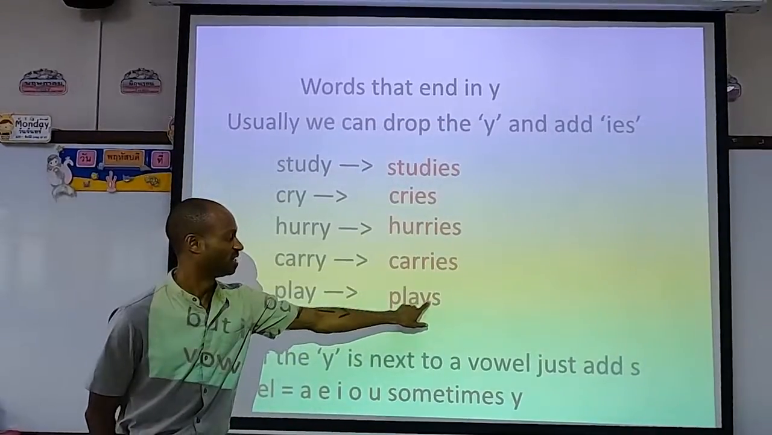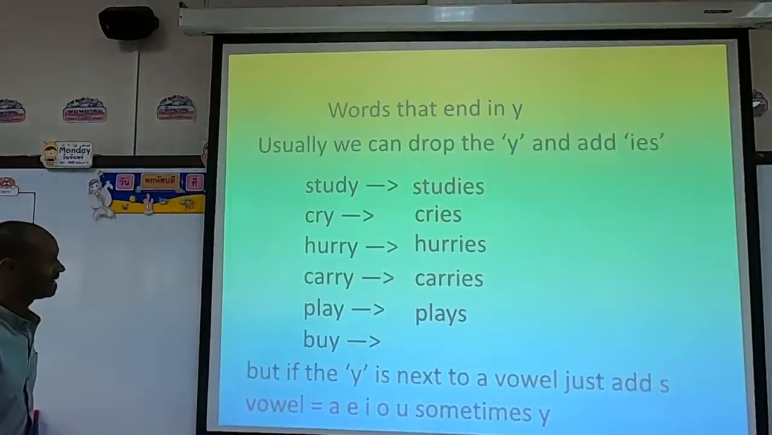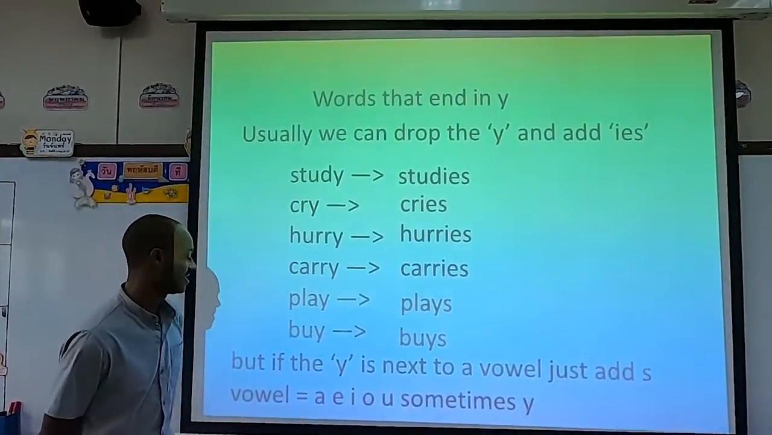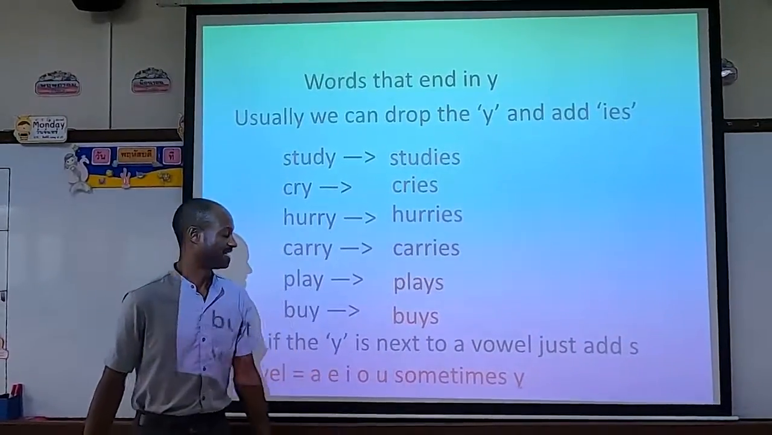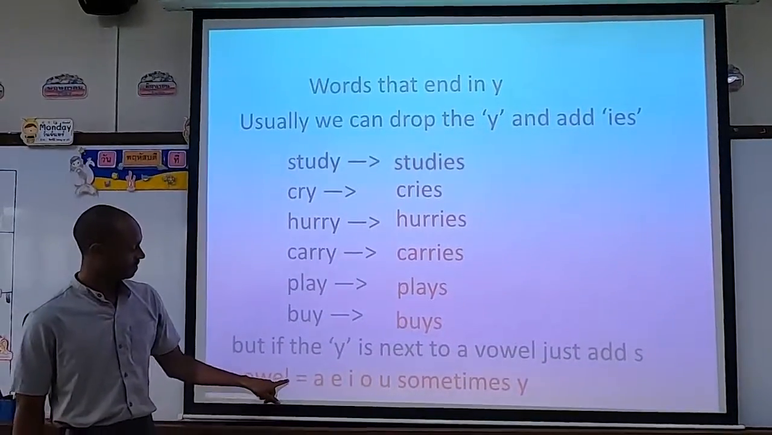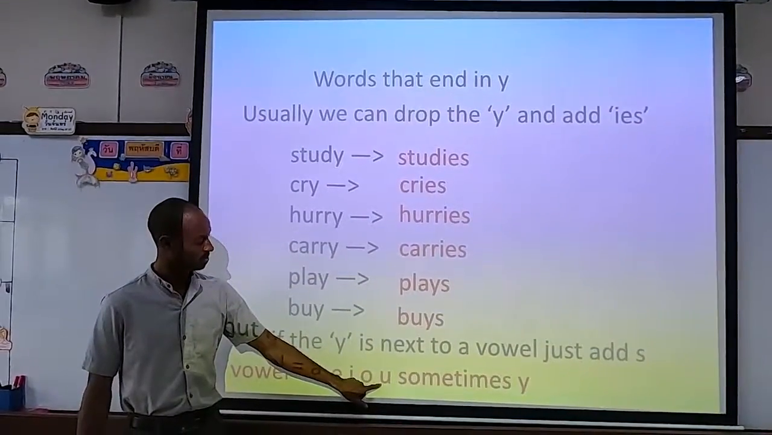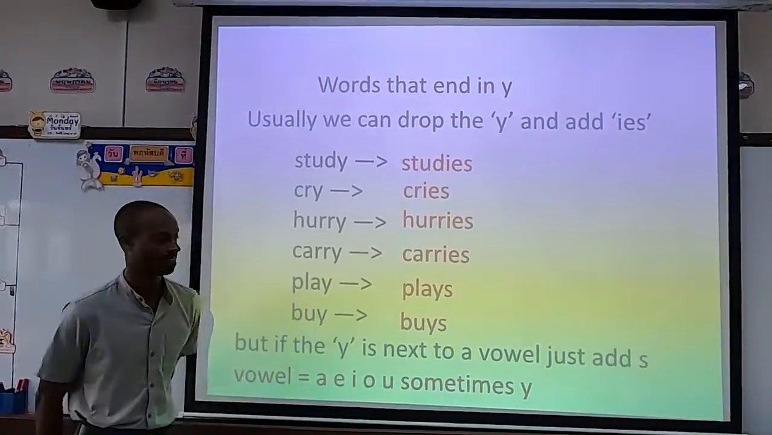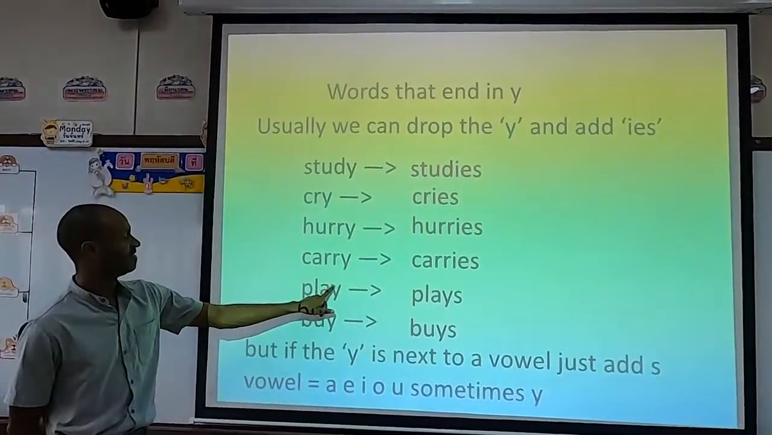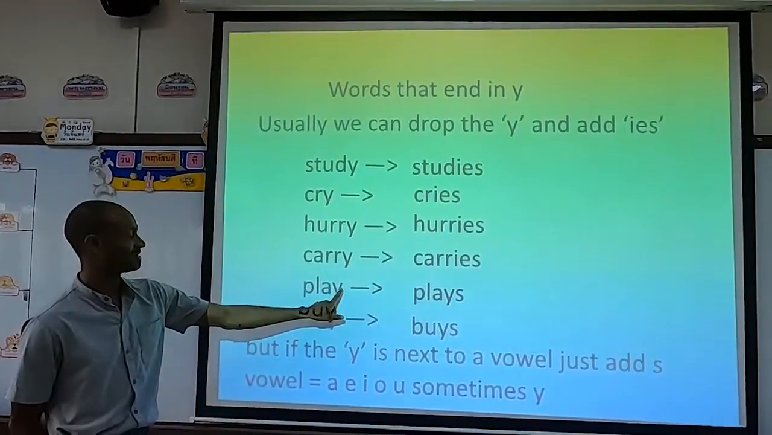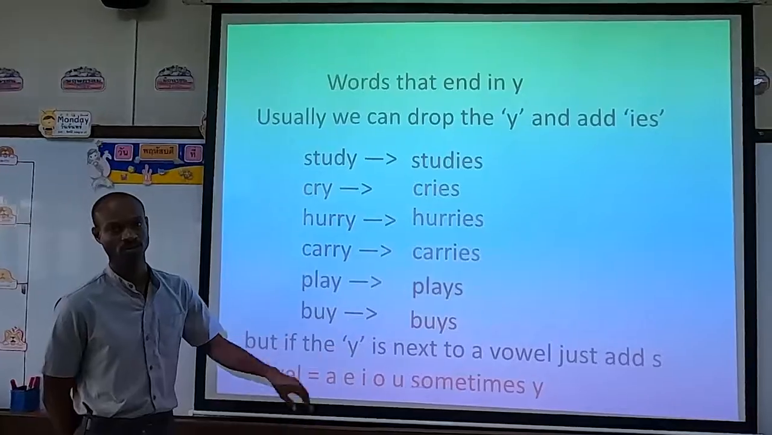So play becomes plays. Okay? And buy becomes buys. Okay? So remember, if the Y is next to a vowel, just add S. Vowel equals A, E, I, O, U, sometimes Y. Okay? So the idea is, if I take away the Y and add IES, I have A and I together. We don't want to have A and I, like it's two vowels.